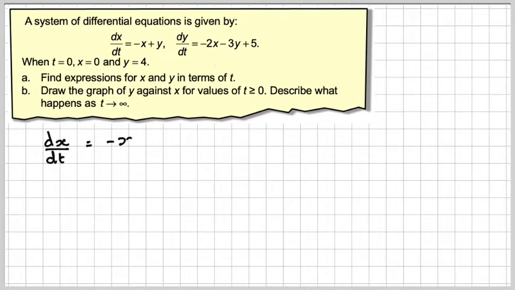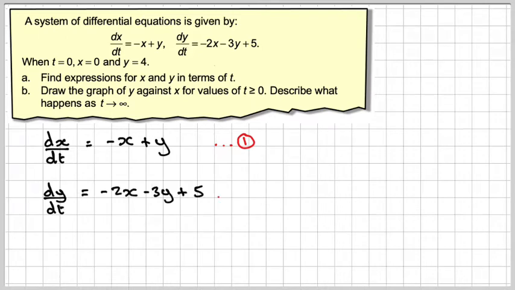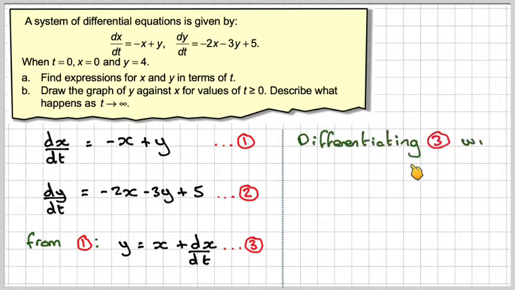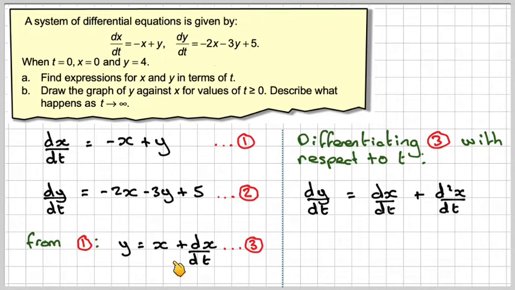So first of all, write down the differential equations and give them 1 and 2 so you can refer to them again. Now from here we try to make either y or x the subject. So from 1, y is going to be x plus dx/dt, and then what we need to do is differentiate 3 with respect to t again. So this will become dy/dt, this becomes dx/dt, and this will be the second derivative, d squared x over dt squared.